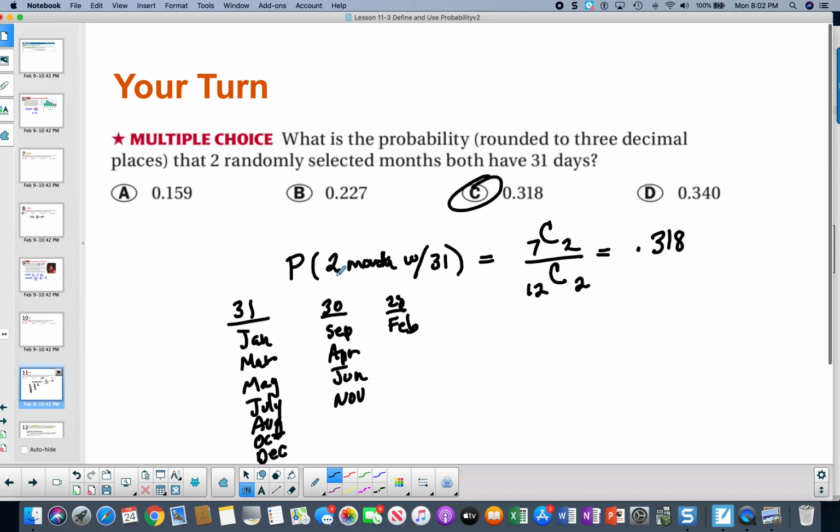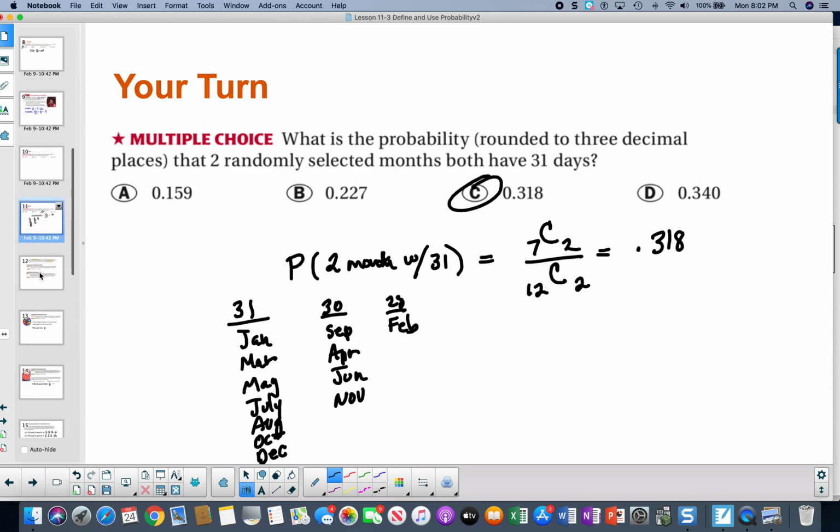We want to find the probability of 2 months with 31 days. So out of the 12 months in the year, this is going to be the total number of outcomes of choosing 2 months out of the 12. The favorable will be the 31 days. In 31 days, there's only 7 that are favorable, and we're only going to choose 2 of them. And so this will be the answer.